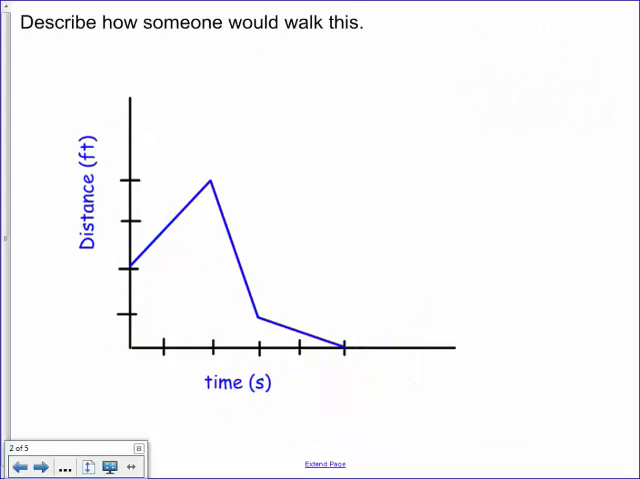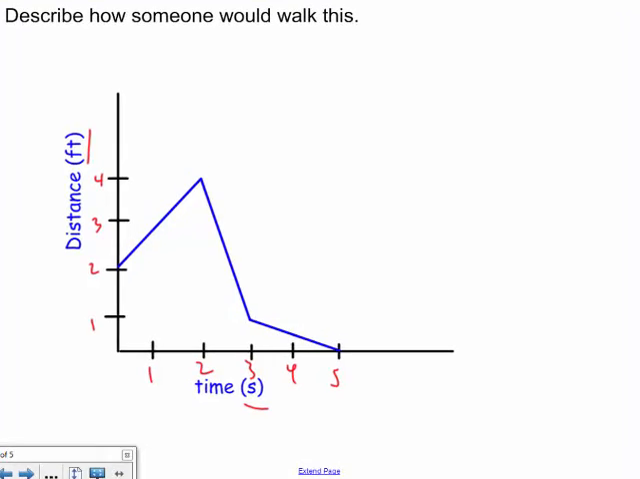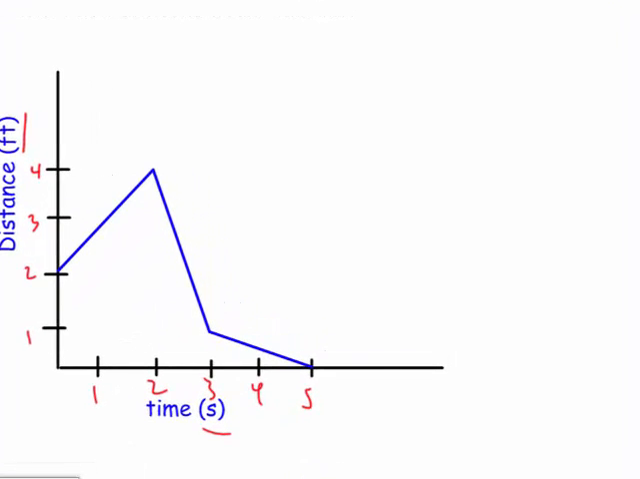So it says, describe how someone would walk this line here. So you can make up some information if you want. Well, we got this. We got feet. We got seconds. So here's 1, 2, so on and so forth. And we got 1, 2, 3, 4 feet. All right. So you would say the person started at how many feet away? So right here, 2 feet away.